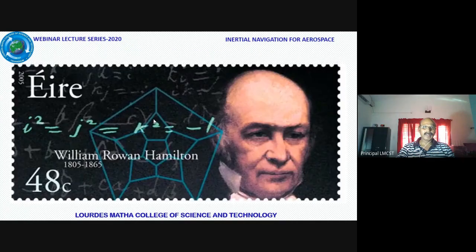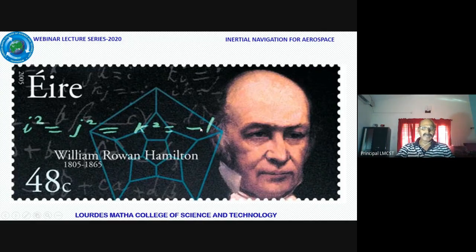Now you should know this person. This is an Irish mathematician, William Rowan Hamilton. He lived from 1805 to 1865, for 60 years. And he invented a mathematical structure called the quaternion, which is, in some sense, an extension. It's not exactly an extension, but similar to that. More or less, you can say it was motivated by the complex number.